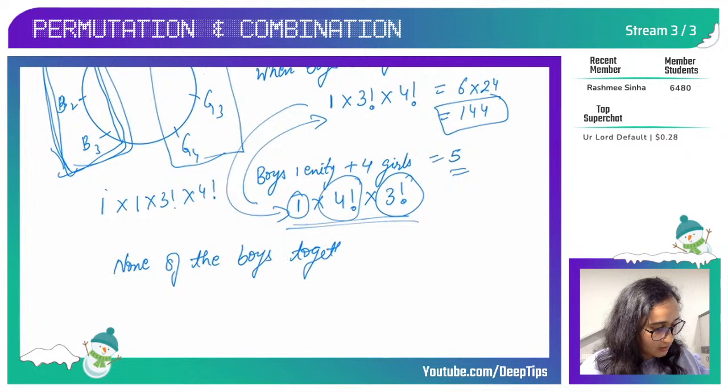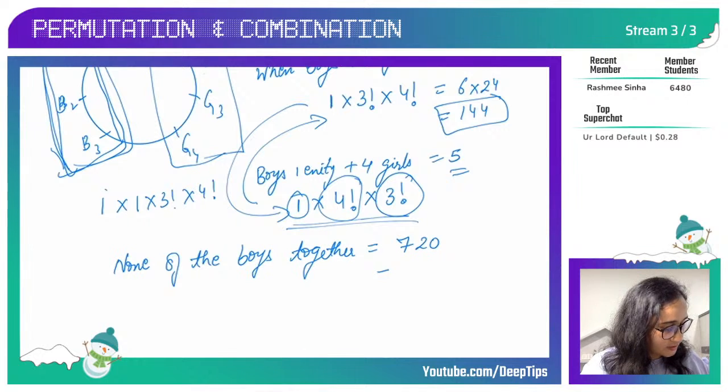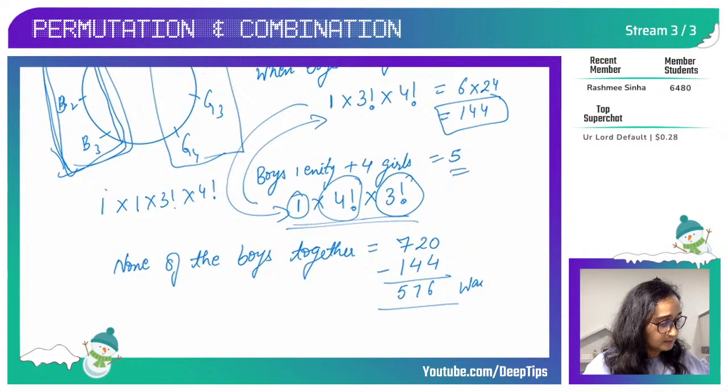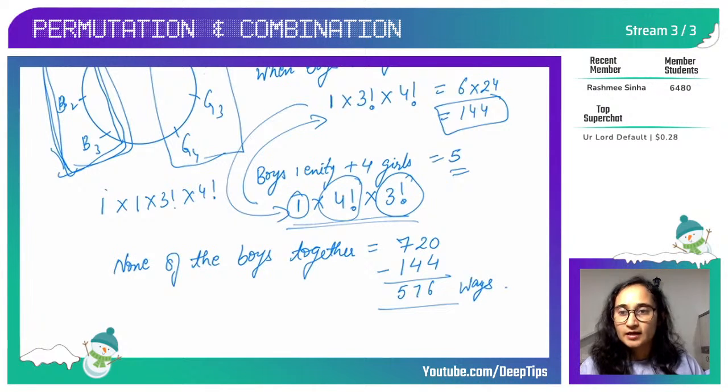Now the question was none of the boys together. So we know that there are a total of 720 possible ways for boys and girls to sit. If I subtract the possibility when all boys are together, then obviously I get none of the boys together. 576 ways are there in which boys can sit in such a way that none of them are together.